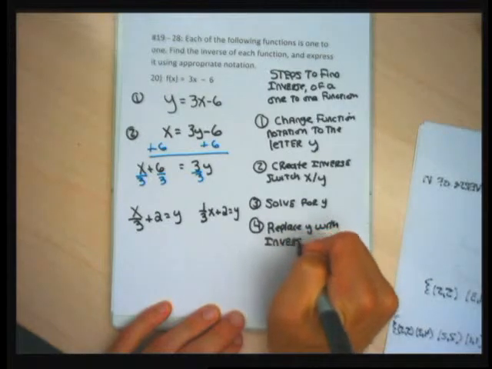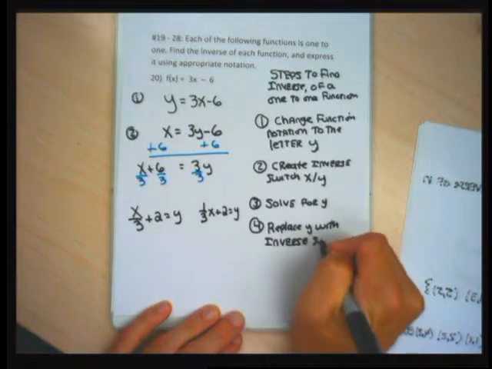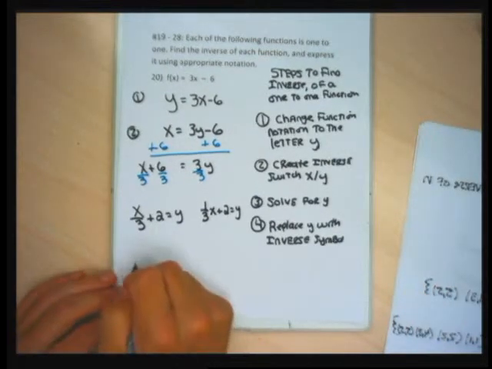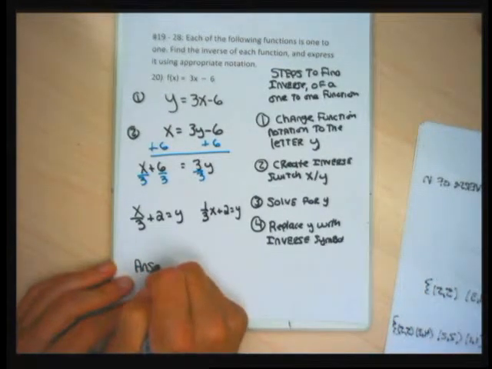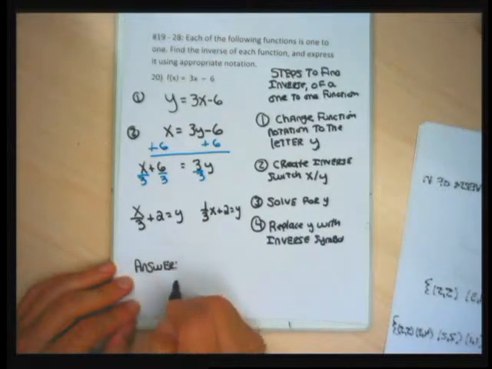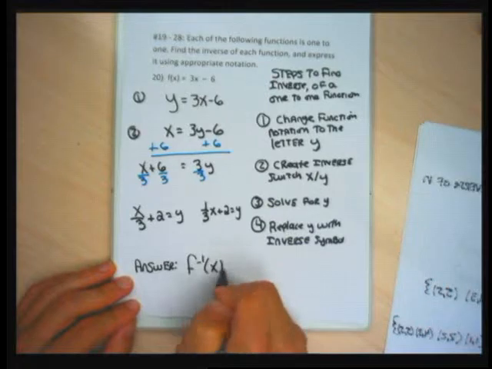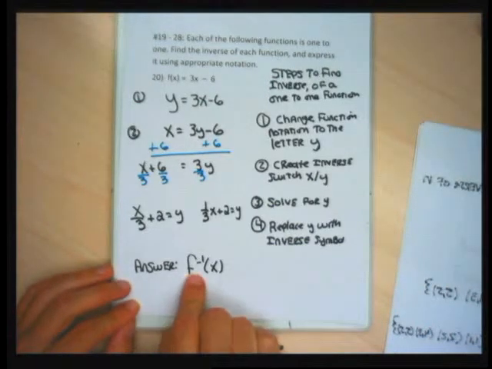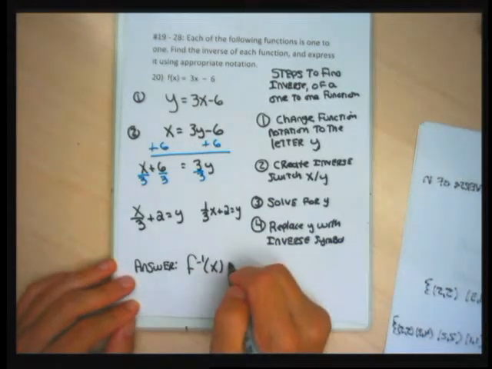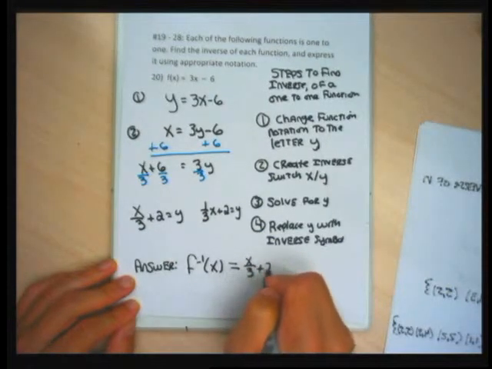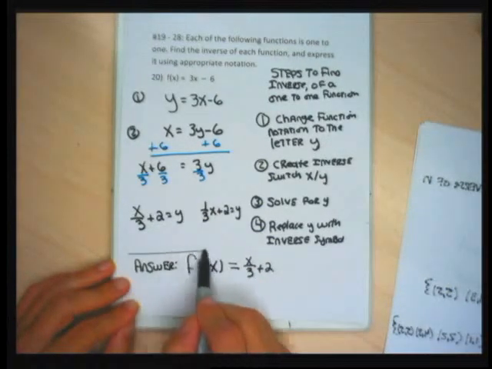And I'm going to replace the y with an inverse symbol. I'm going to write my answer. So my answer to this problem, and usually you write the function notation on the left, a mathematician would read this as the inverse of f, and then the equals means is, and then x over 3 plus 2, or if you like the other version.